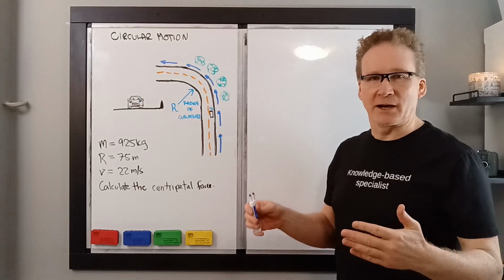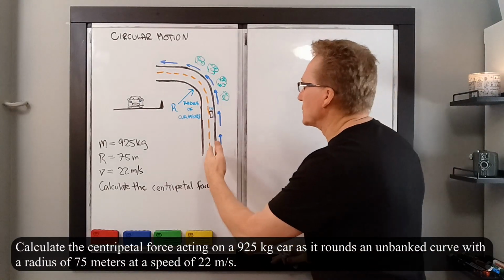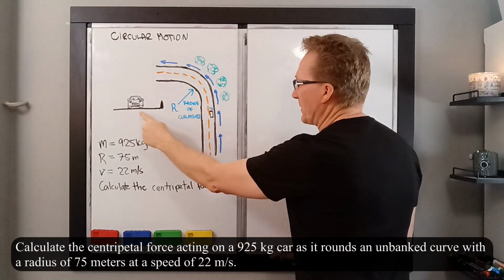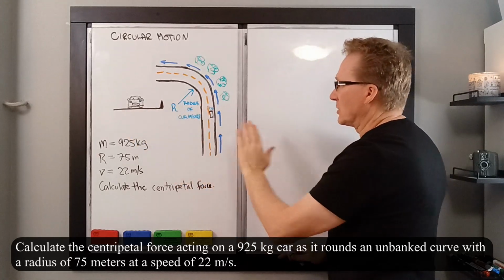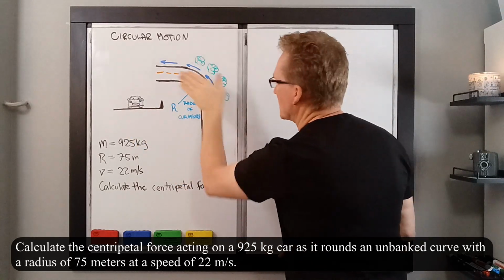We're going to be taking a look at a car here, a car that's going around a road. This road is not banked, it's flat like that. So it's obviously going to have friction to keep the car from going off into the bushes when it goes around the road.